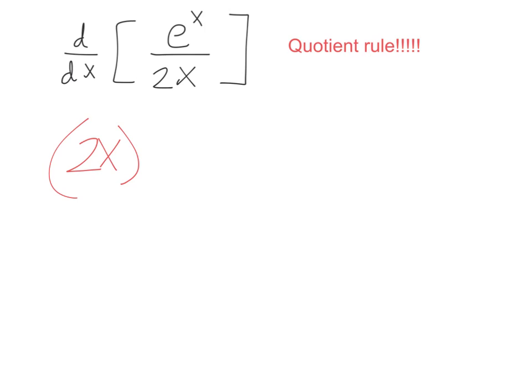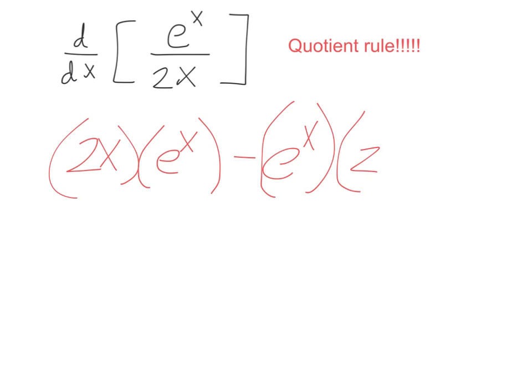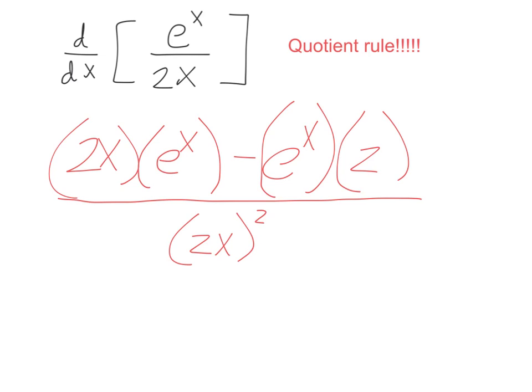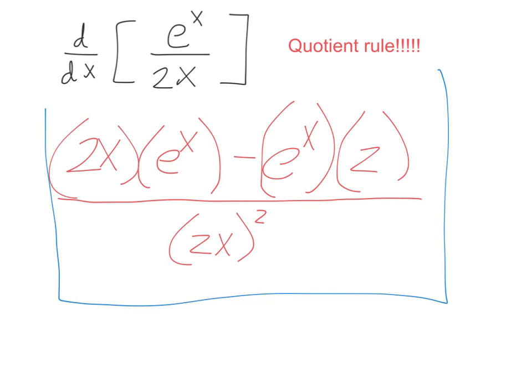D high is the derivative of the top, which is the derivative of e to the x, which is just e to the x, minus high, d low, and the derivative of my low portion is just 2, all over low squared, so we say 2x, the entire quantity, squared. Of course, we can always stop it right there, or break that down if we need to, but ultimately that's just our answer.